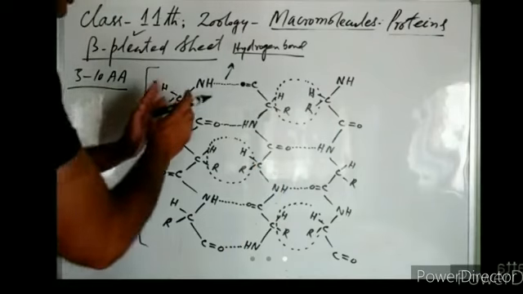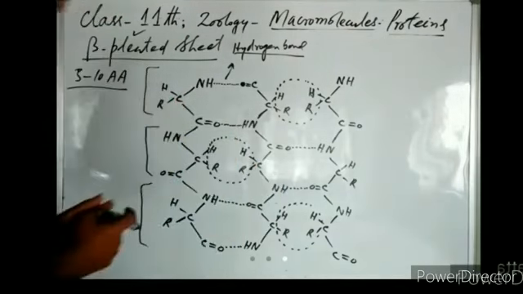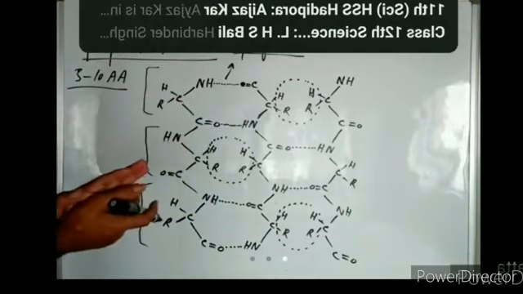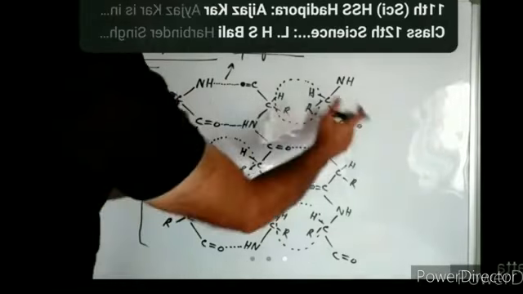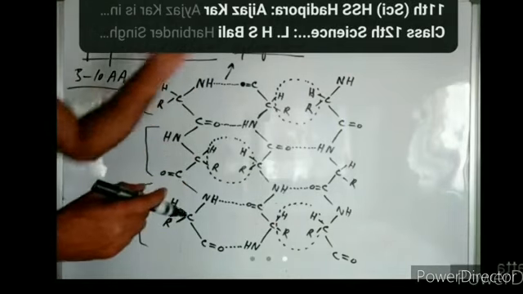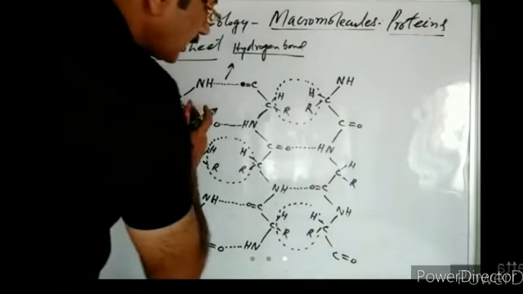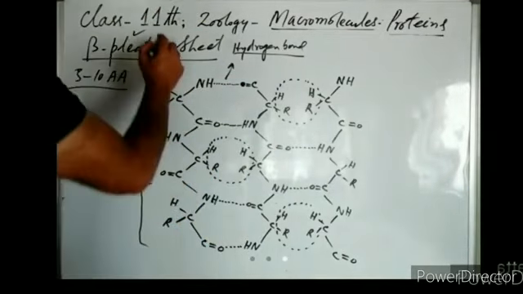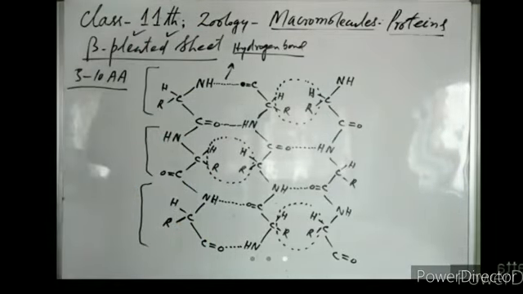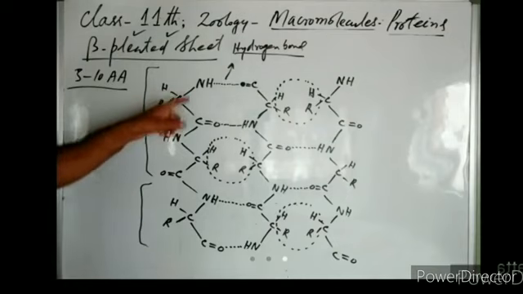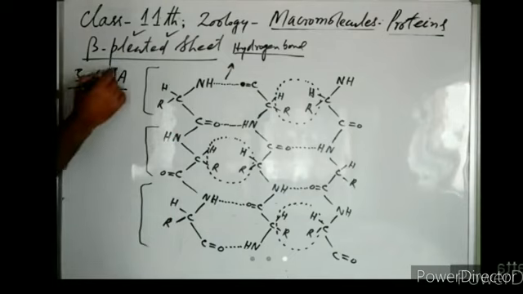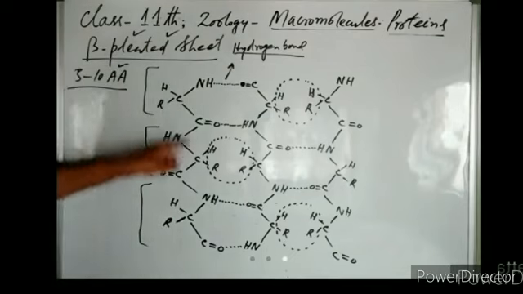So in this way, many such peptide chains come parallel to each other. There may be 3 or 4, right? They get linked by hydrogen bonds and they form an extended sheet-like structure. This extended sheet-like structure is known as a beta-pleated sheet. In this beta-pleated sheet, a single peptide chain may possess anywhere between 3 to 10 amino acids.